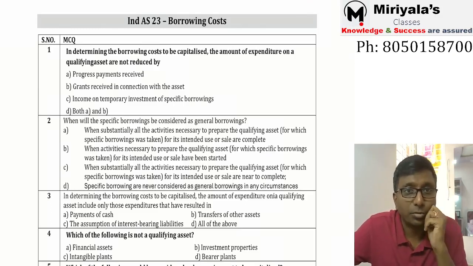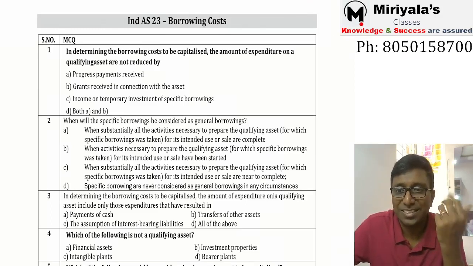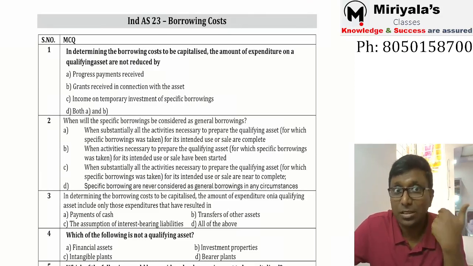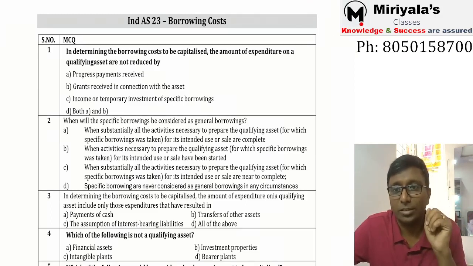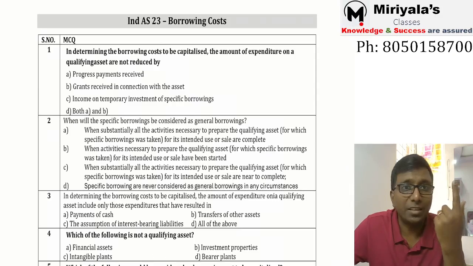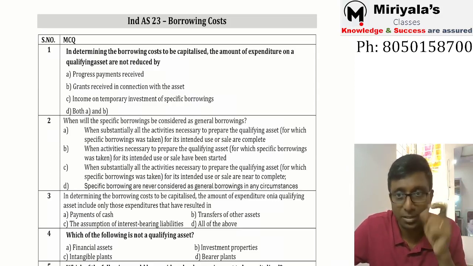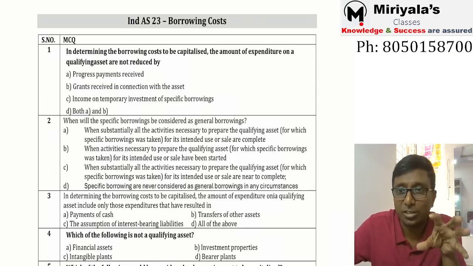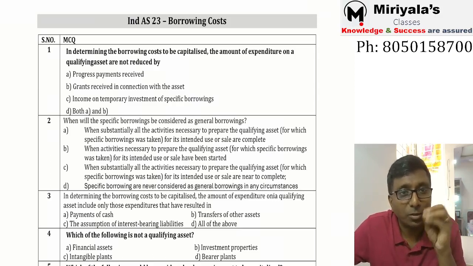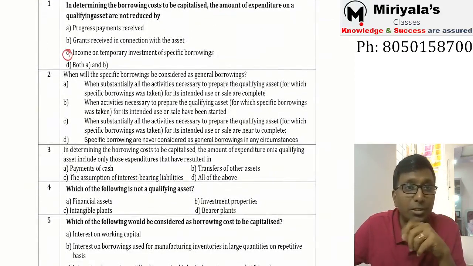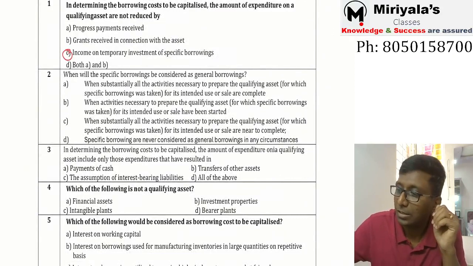First, progress payments received. Progress payments received have nothing to do with that. Correct. Now, grants received in connection with the asset. Grants received, that is government grant accounting, my dear, that is not from the borrowing cost. That can be reduced as per Ind AS 20, that is in the previous class, whatever we discussed. Income on the temporary investment of the specific borrowing. Correct. This is what I told you. If you don't need the money right now, obviously you must have deposited it in some FD. From the FD you must be getting some interest income. That interest income you are supposed to reduce. This is the one, not both A and B. This is nothing to do with this point.